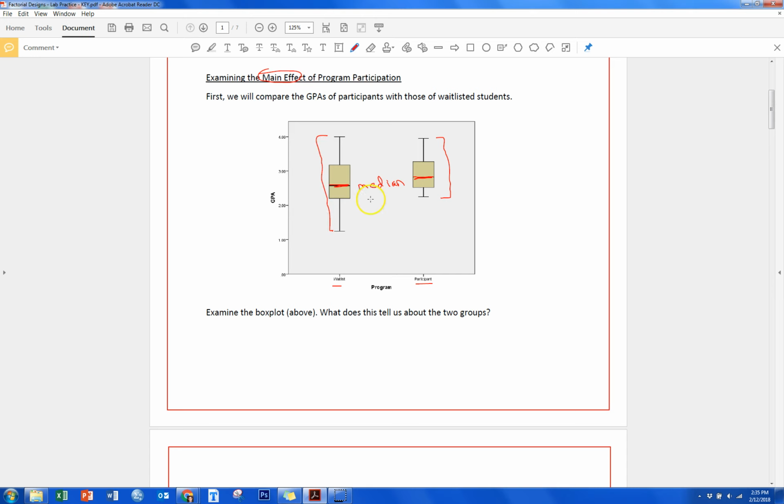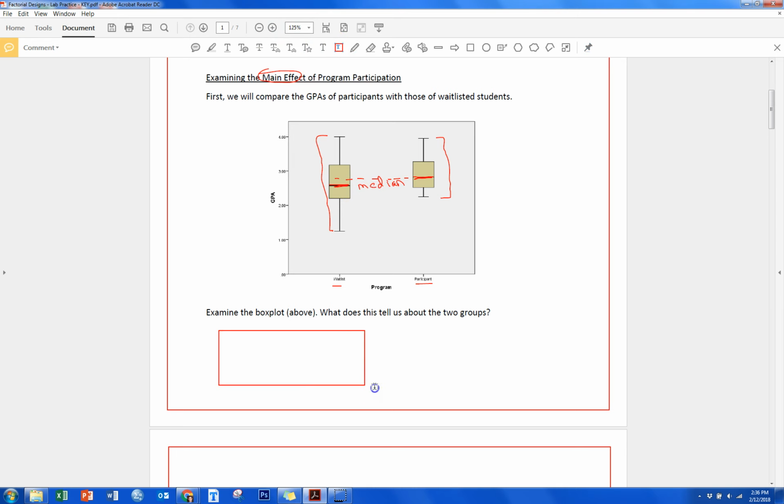Okay, so the waitlist kids have what appears to be a lower median. Right, if we were to kind of draw a line from there to there, there appears to be a lower median, a wider range. So both of them have kids that are scoring all A's, but the participant group, their GPA drops to maybe a little over 2, but with the waitlist kids, their GPA goes all the way down closer to 1. So we have more variability in the waitlist group. We have lower, the range extends lower in the waitlist group, and we have what appears to be a lower median in the waitlist group.